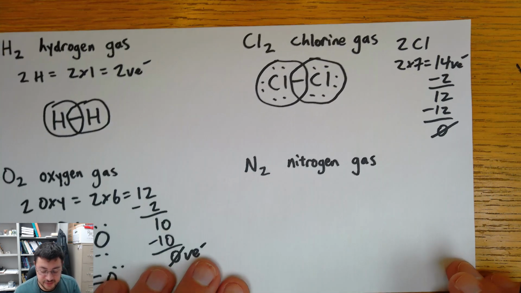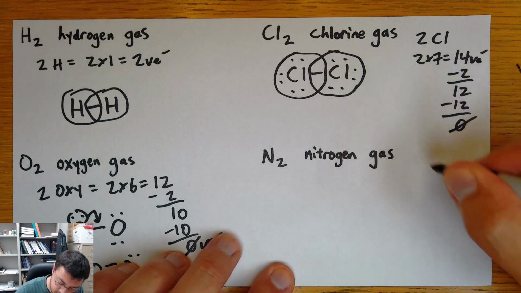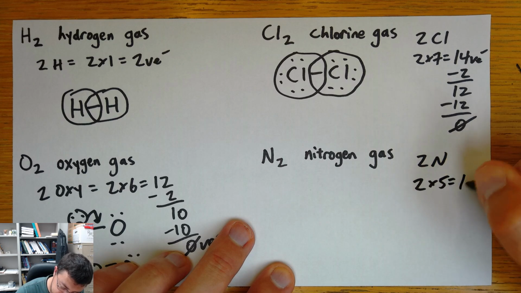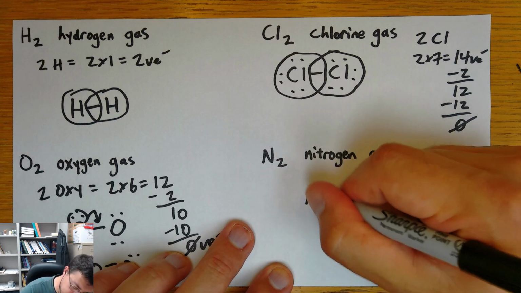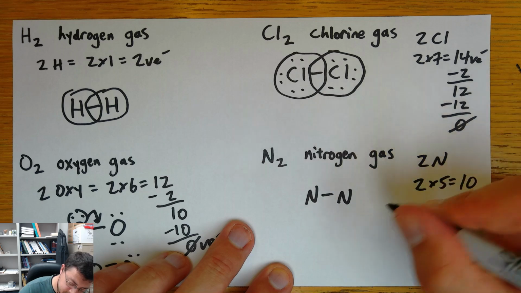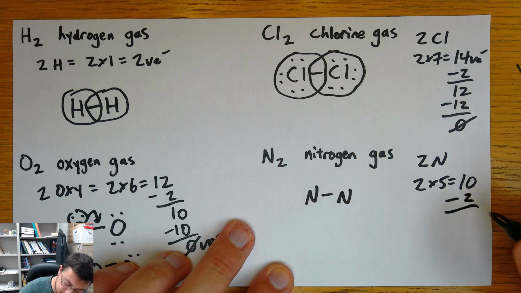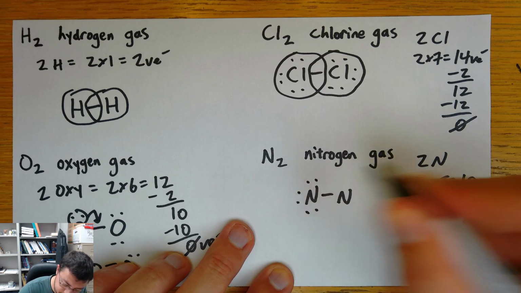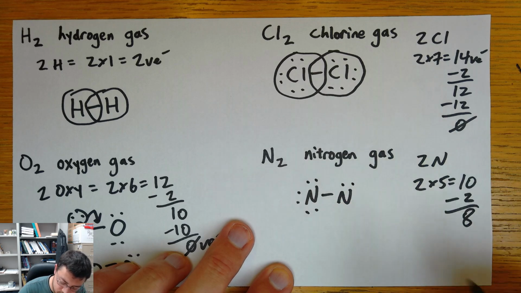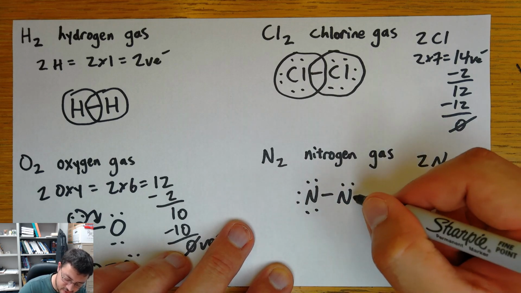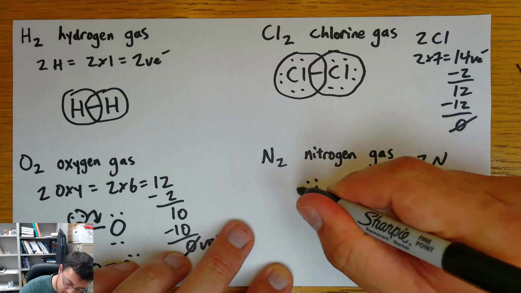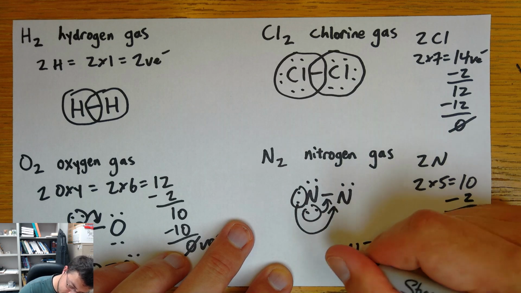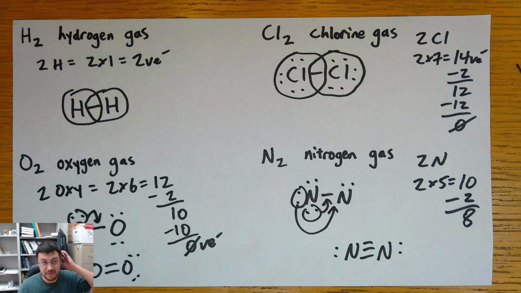And then lastly we have nitrogen. 2 nitrogens is going to be 2 times 5, 10. First N, second N. Spend 2 electrons on the bond. We have 8 left to go. 1, 2, 3, 4, 5, 6, 7, 8. This nitrogen's still hungry for 4 more, so we're going to do that and do that. Triple bond, first one of the day.